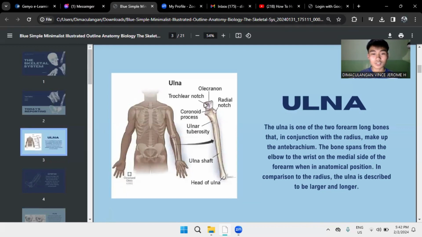These are the parts of the ulna: olecranon, radial notch, trochlear notch, coronoid process, ulnar tuberosity, ulna shaft, and head of ulna.